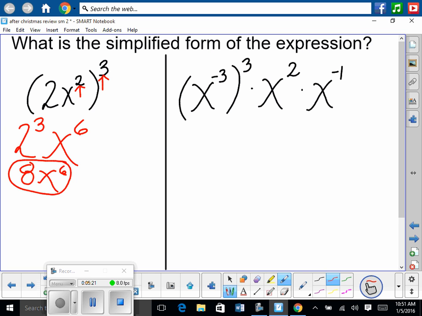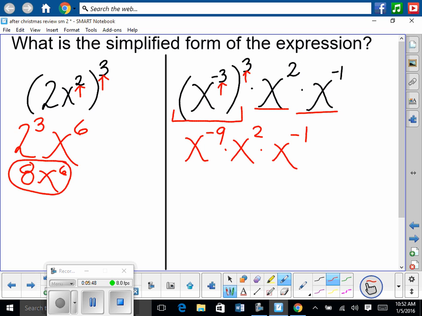Okay, next one. This next one's a little bit harder, but remember, with something like this, you always simplify the powers being raised to powers very first. So look at this section. Aren't we raising a power to a power? So we multiply. So we have x to the -9, and then we still have this x squared being multiplied, and we still have x to the -1. Is everybody comfortable up to here?